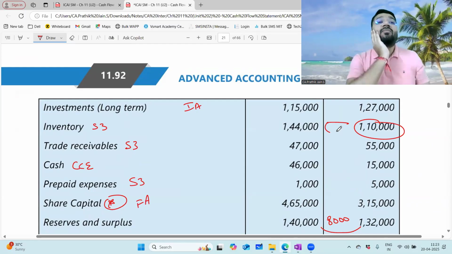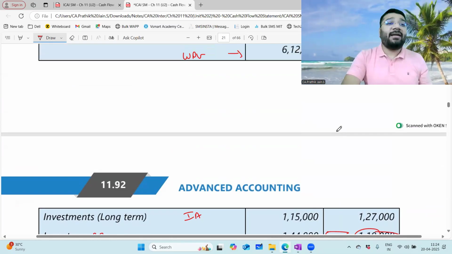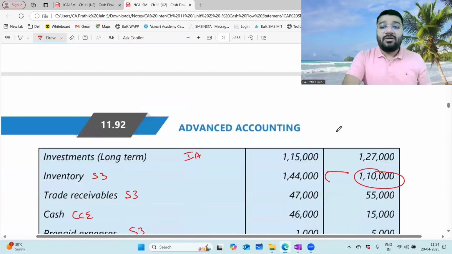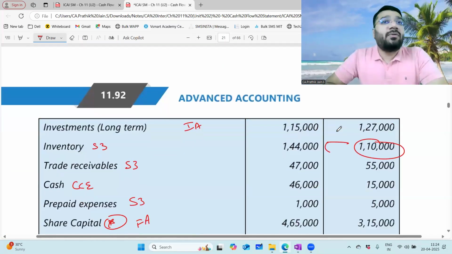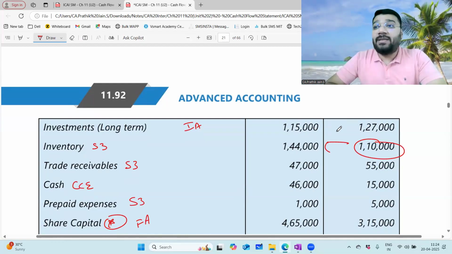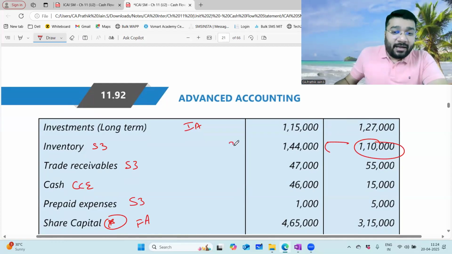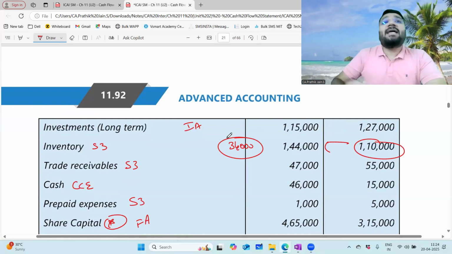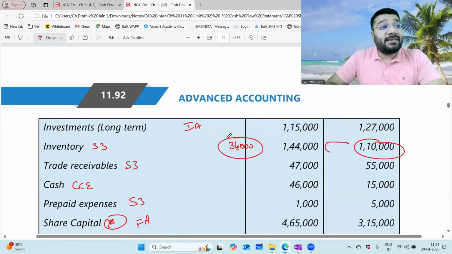Yes, sir. Suman is thinking why? Right. Opening is 110, closing is 144. Opening minus closing, expense or reversal of expense? 110 is expense, 144 is reversal of expense. So the net impact is what? Reversal of expense. 34,000 is reversal. So when I reverse the expenses, my profit will increase.